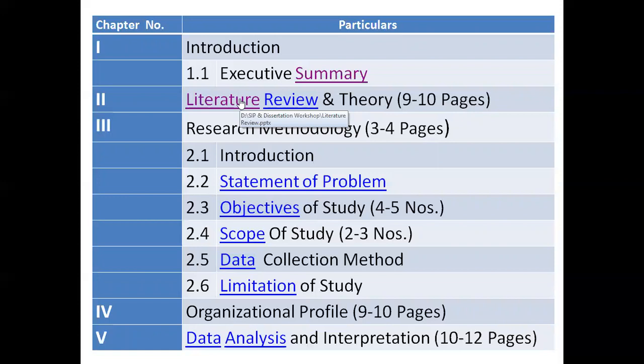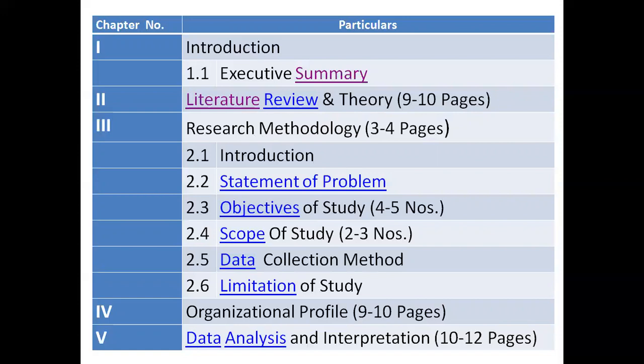Because it's very important that you conclude a chapter in those pages. More than that is not required, because you have limitations on your report. Okay, so you don't have to elaborate too much on a particular chapter. So it's very important that you stick to the number of pages given to make your report very effective. Now, research methodology, it's a whole chapter. It should be 3 or 4 pages.